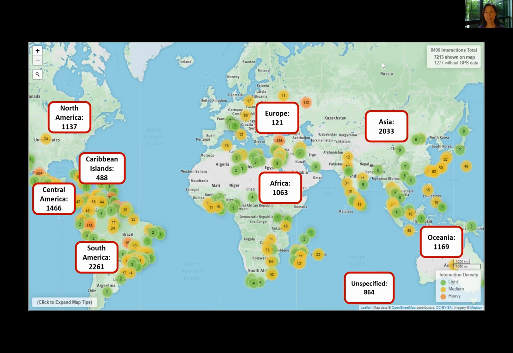publication. One of my current volunteers is about to take on Europe. So for those of you in Europe, I'm sure she would love to get some information from you. People have been studying bats in Europe longer than anywhere else. I think there's going to be a lot of information there. But you can see we only have about 100 interactions from Europe right now.